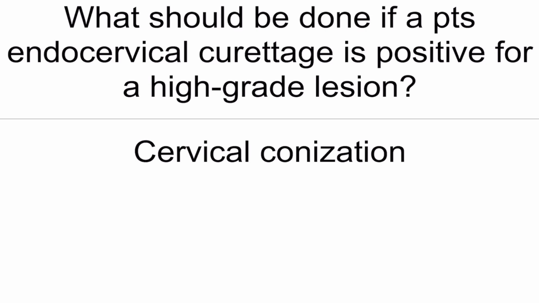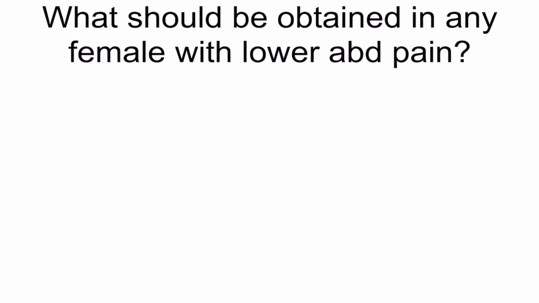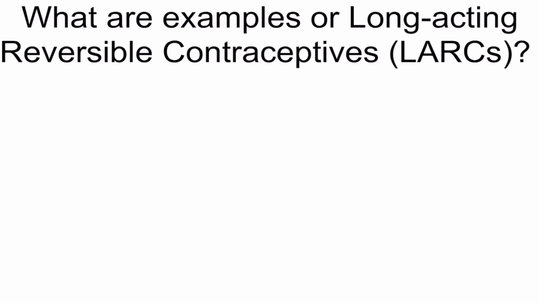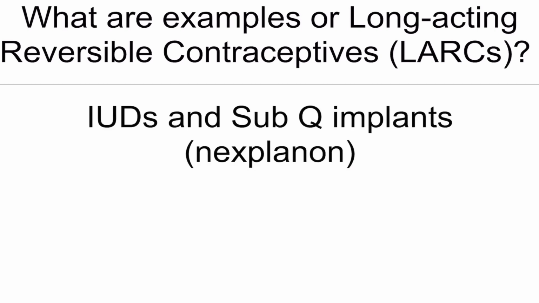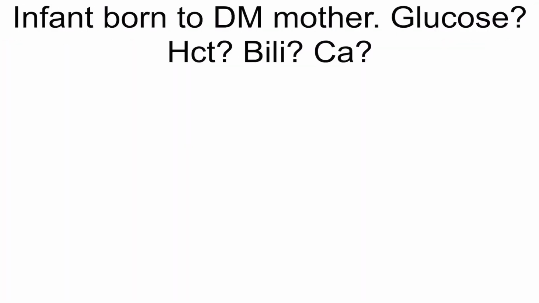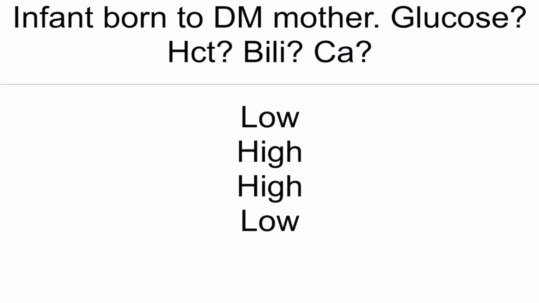Cervical conization. What should be obtained in a female patient with lower abdominal pain? A pregnancy test. What are examples of long-acting reversible contraceptives, LARCs? IUDs and sub-Q implants, like Nexplanon. Infant born to diabetic mother, what's the glucose, hematocrit, bilirubin, and calcium? So glucose will be low, hematocrit will be high, bilirubin will be high, and calcium will be low.